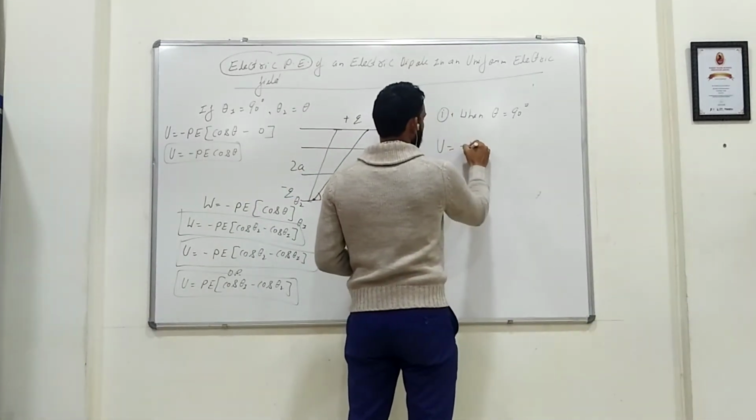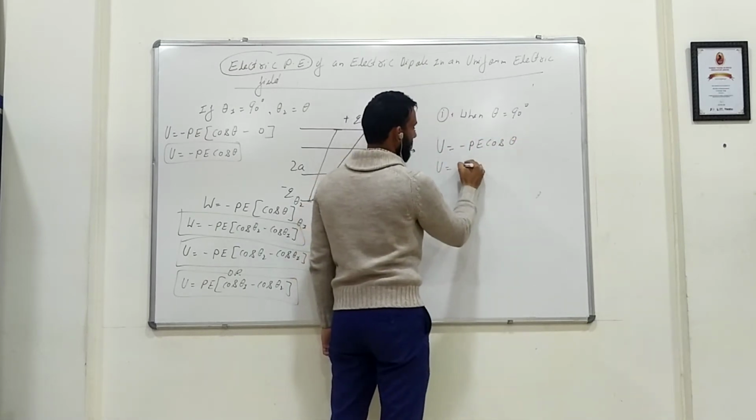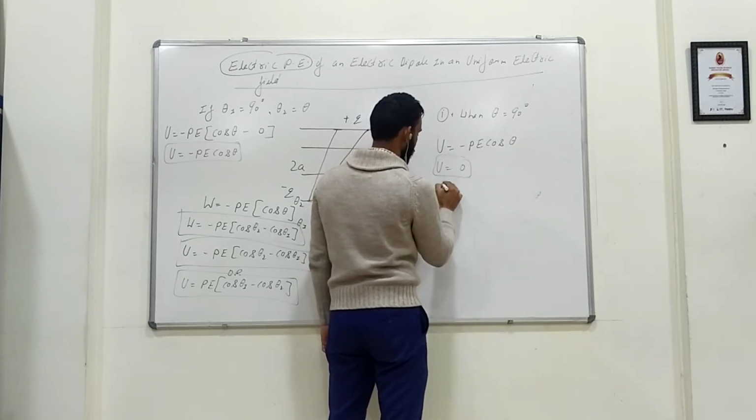So if U is equal to minus p cos theta, obviously if I put theta as 90 degrees, cos 90 will be 0, so the potential energy will be 0. So this is the first case.